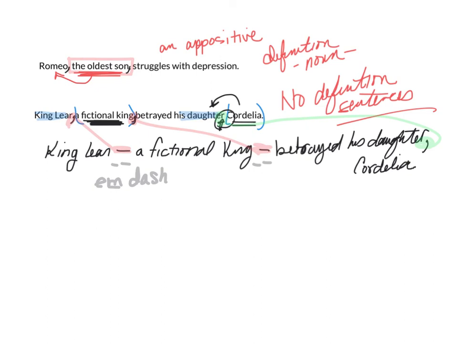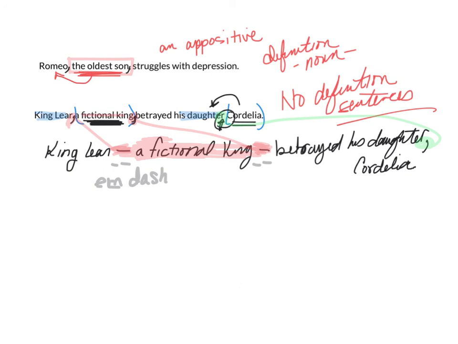But the differences here are significant. The dash means that this definition is more important than this one, which is only set off by commas. So a more important definition is going to get bigger punctuation to draw more attention to it. It's kind of like shouting a little louder, but it's the grammar equivalent of shouting.